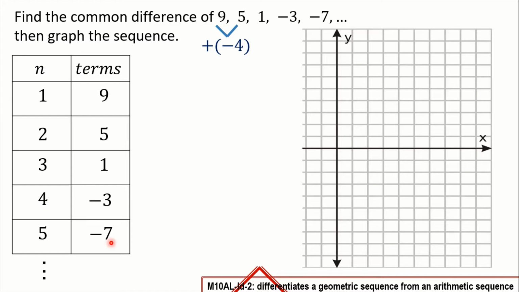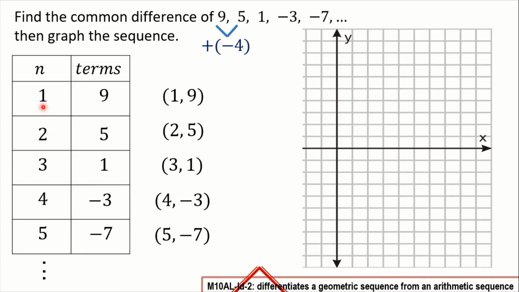Okay? So, makakabuo tayo ng ordered pairs from these numbers. So, we have here, ang first point natin, or first ordered pair natin ay 1, 9. Second ordered pair natin ay 2, 5. Third ordered pair natin ay 3, 1. Then we have 4, -3, 5, -7. So, we have here 5 ordered pairs. Now, para mag-graph natin ito, ipa-plot natin siya dito sa ating coordinate plane.